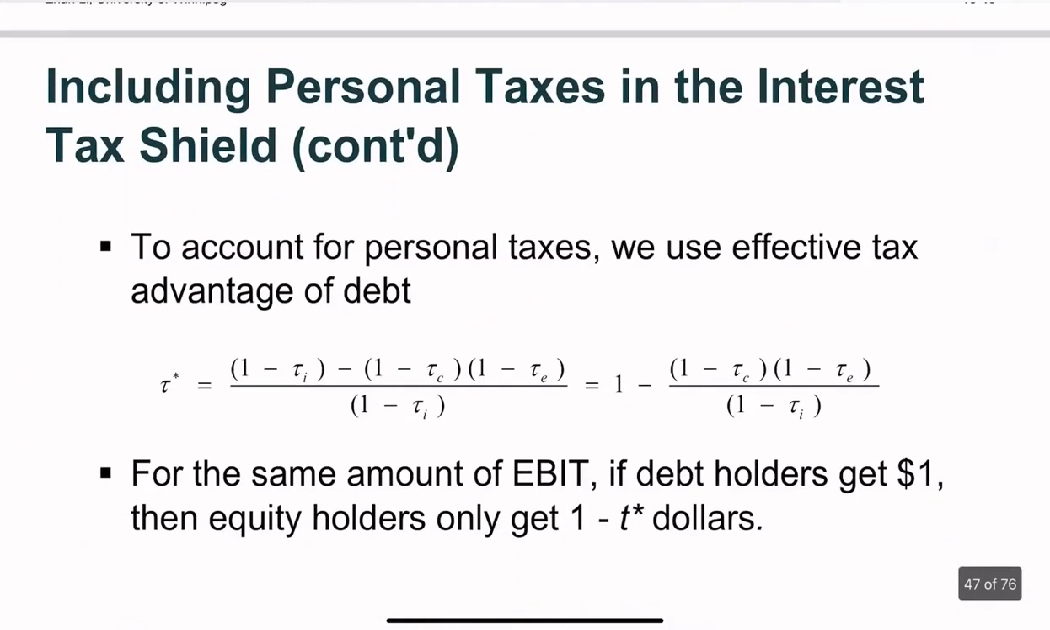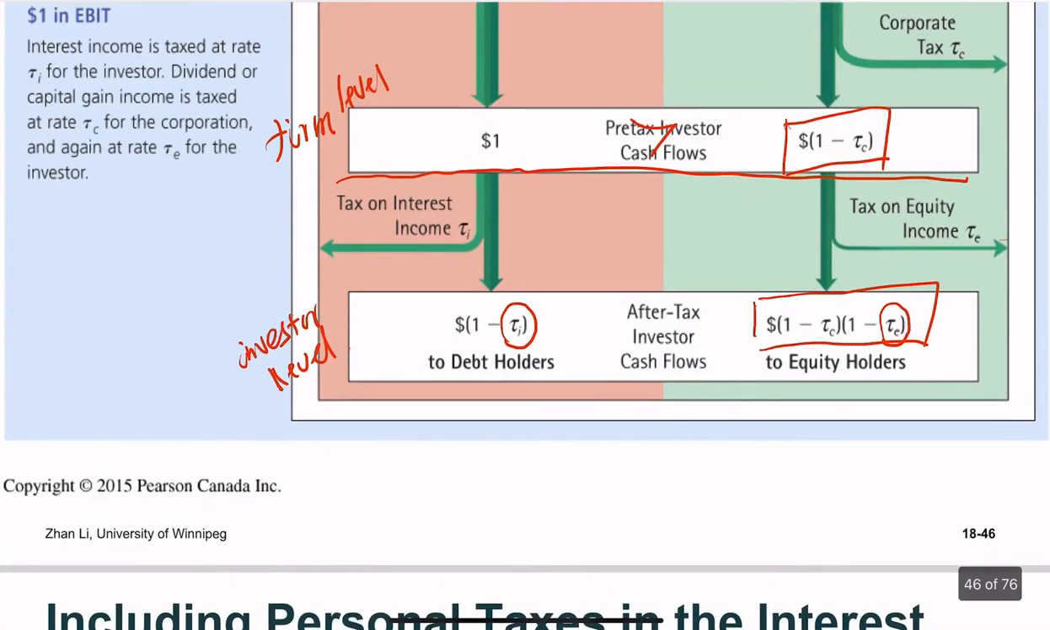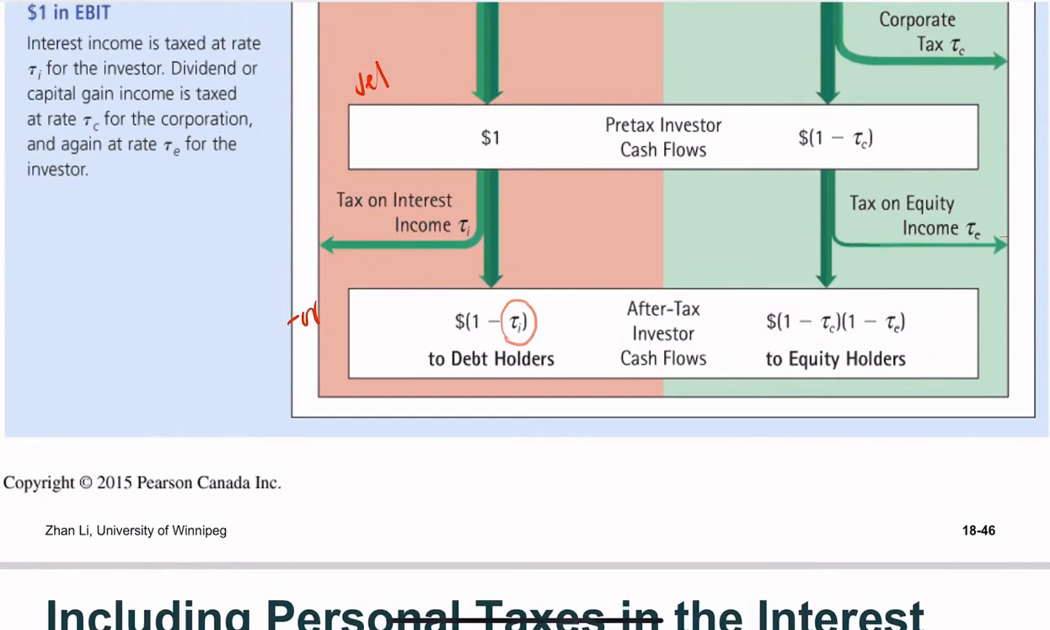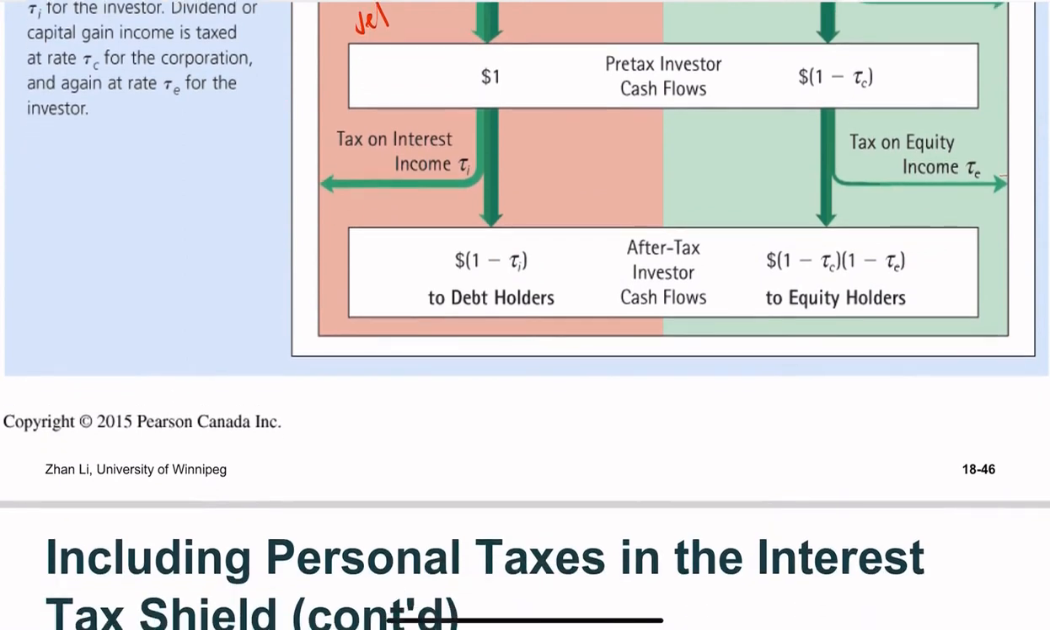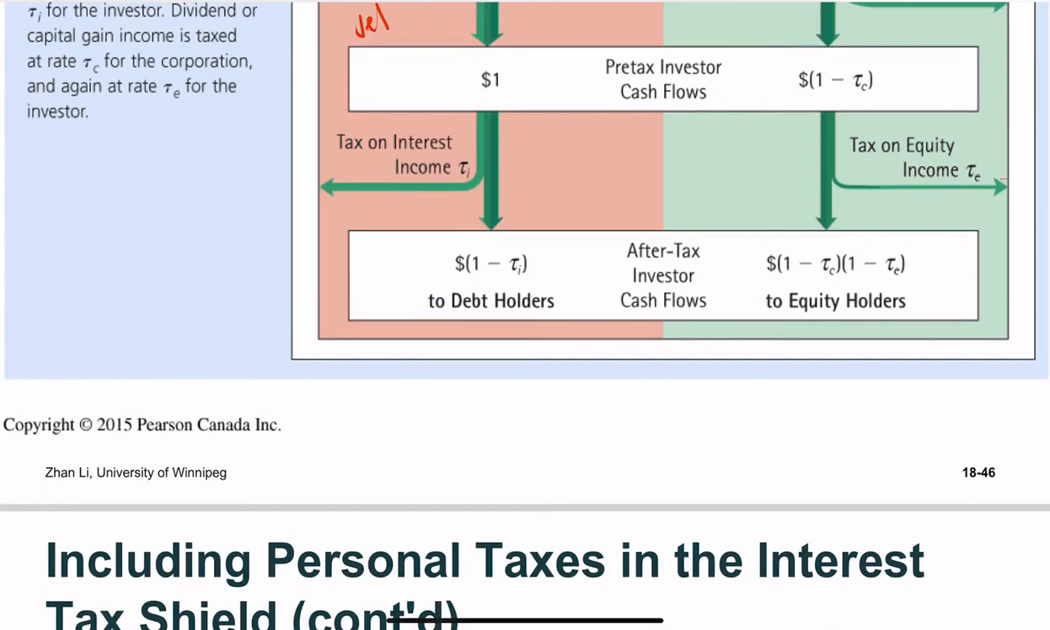So how do we measure the benefit of debt after considering personal taxes? Well, we have a formula for this. You can see that the formula is constructed in the following way. If the firm pays out its EBIT as interest income, then the after-tax cash flow is given by this. And for equity income, its after-tax cash flow is given by this. So the benefit of tax would be measured by the percentage difference of these two cash flows.